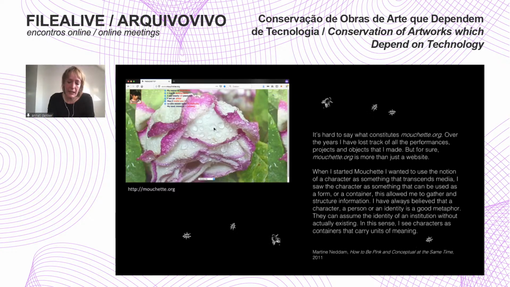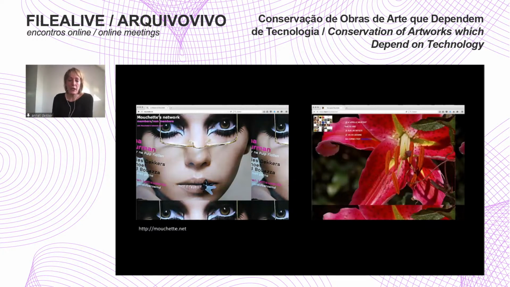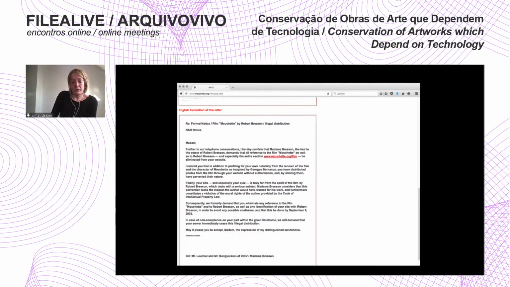What I think is particularly interesting here is that Martine Neddam talks about characters as containers that carry units of meaning. An interesting part of the whole mouchette.org website is also the Mouchette network, where anyone can copy and edit parts of the site, but also start their own website, their own Mouchette in this case. But the network also functioned in another way, as was the case when Mouchette was trying to make a game, and the game was translating between the different mouchettes that were taking place.